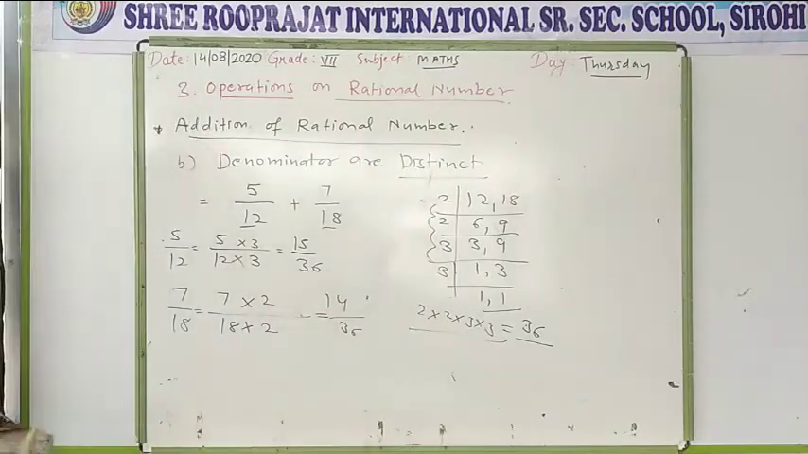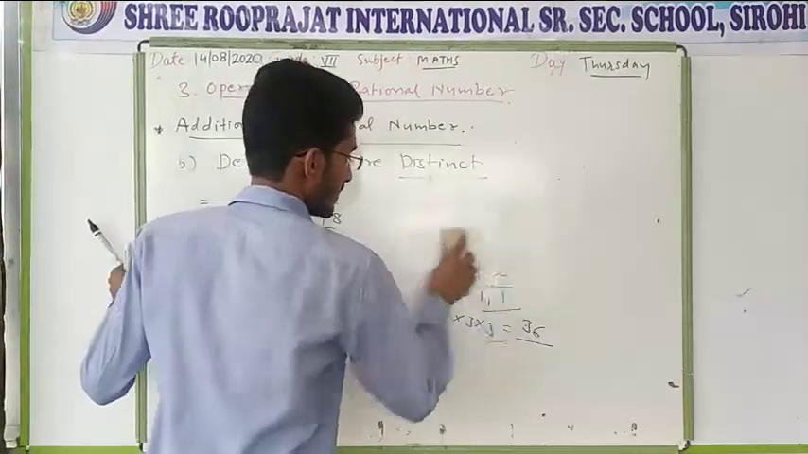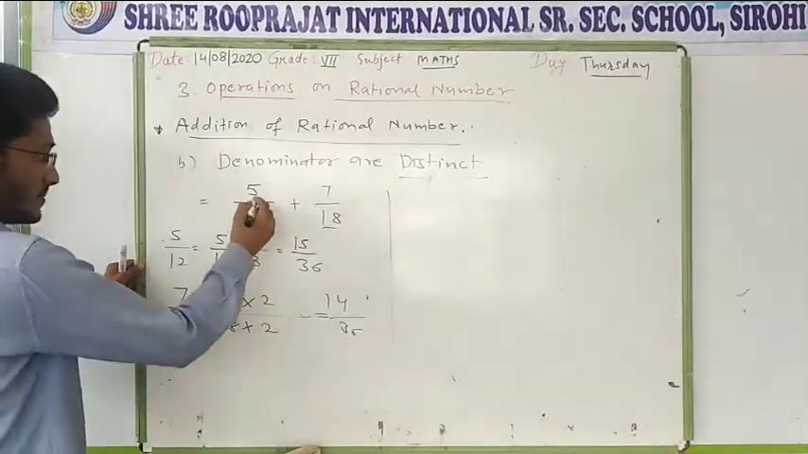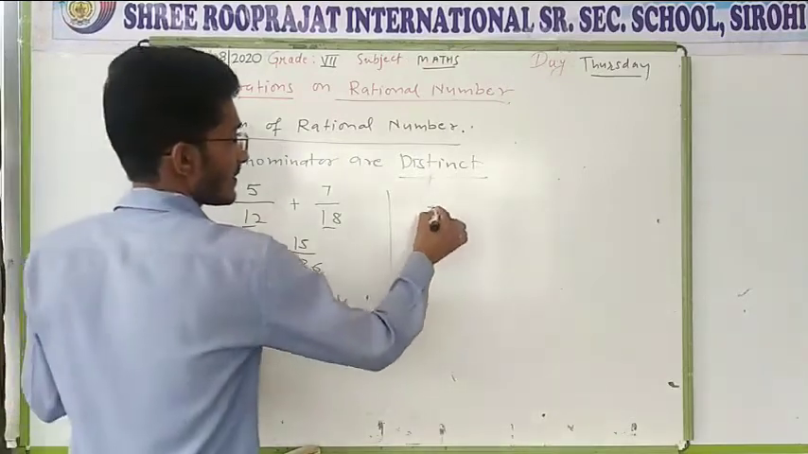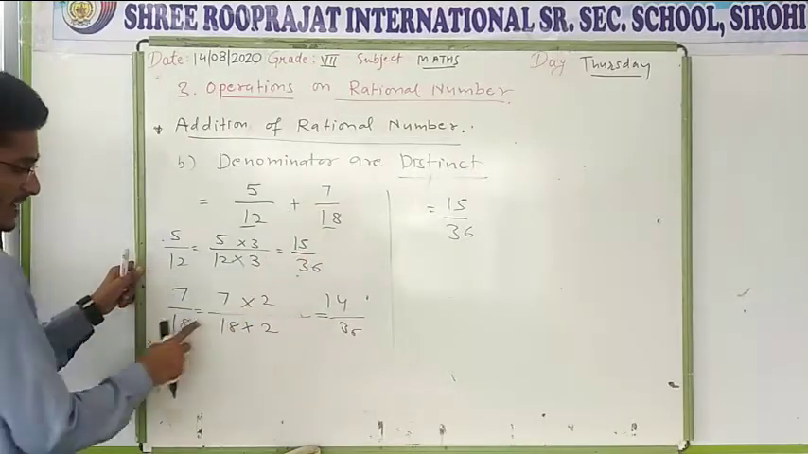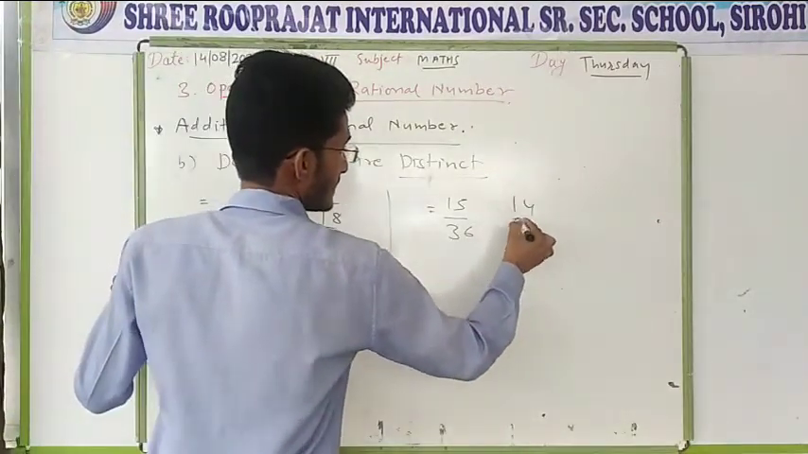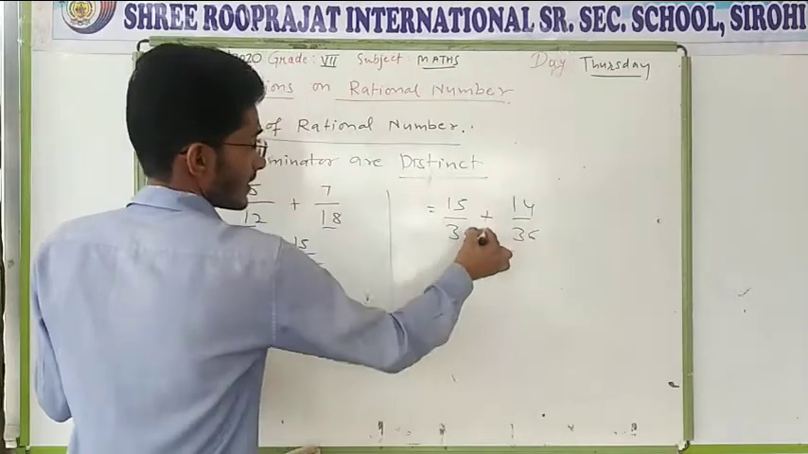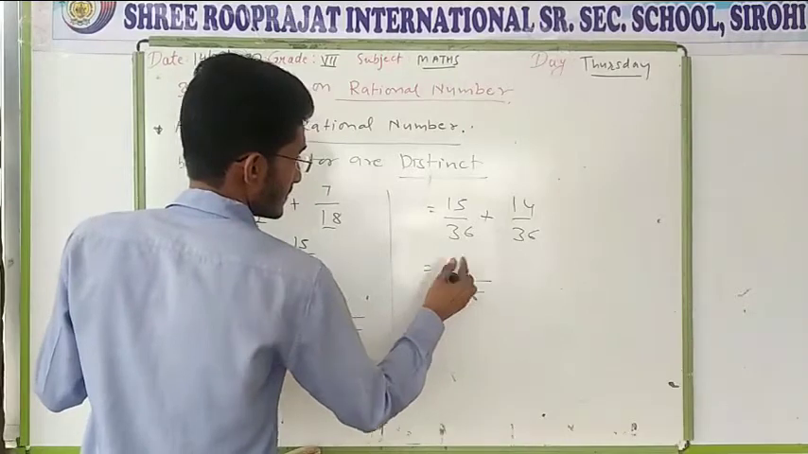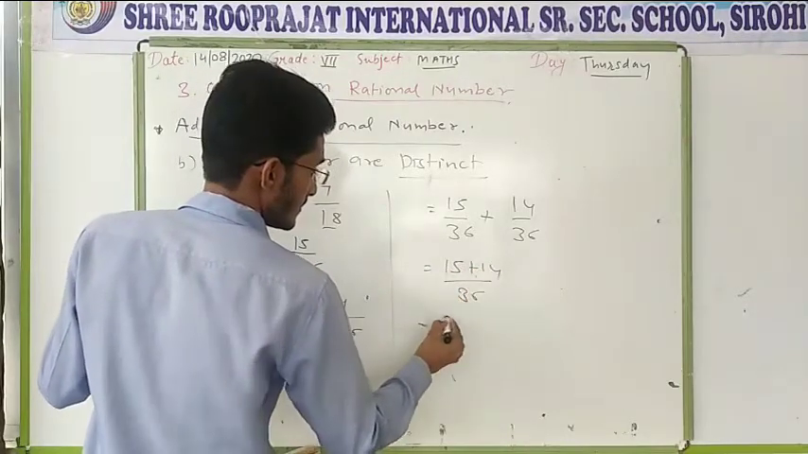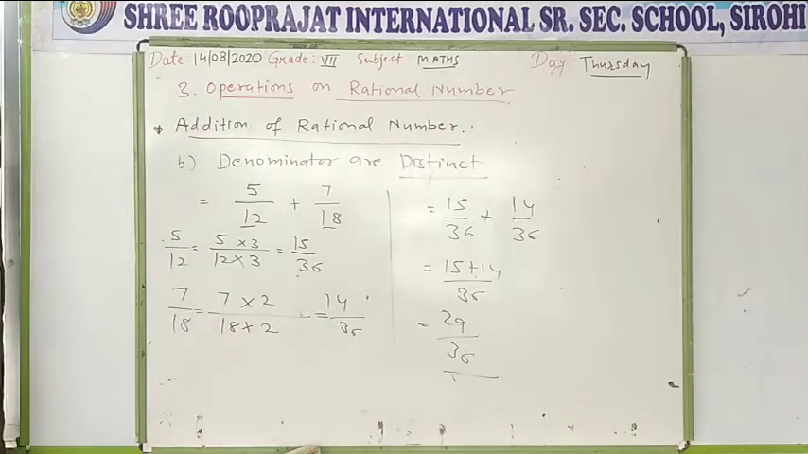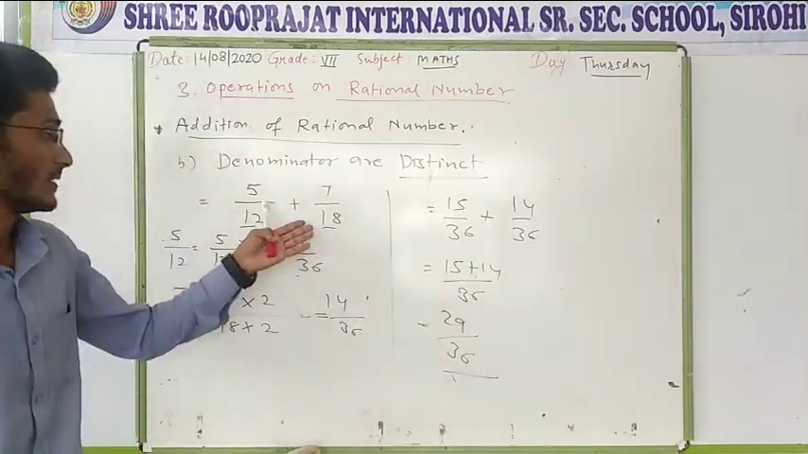Now you know when the denominators are the same, how to add or subtract. We already did it just 2 minutes ago. So now in place of 5 by 12, you can write 15 by 36, and in place of 7 by 18, you can write 14 by 36. You have to add, then you will get 29 by 36. 15 plus 14, you will get 29 by 36. In the same way, there may be a negative rational number.